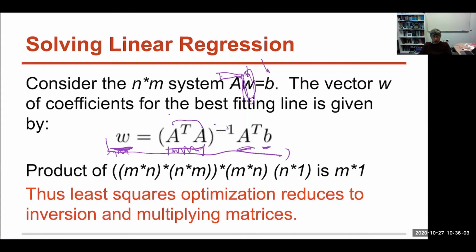If we work out the dimensions of this, if we have n points in m dimensions, this will give us an m by 1 set of coefficients, such that W is going to be the coefficients to multiply each dimension of the x variable input. Any questions about that?